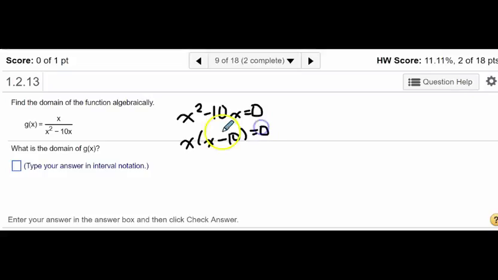Now these two things being multiplied together, x and x minus 10, since they're set equal to 0, I can solve them separately and find x equals 0 or x minus 10 equals 0, which means x equals 10. So there are actually two x values I'm not allowed to have. These are the values that make the denominator equal 0, but I can include any other possible number.